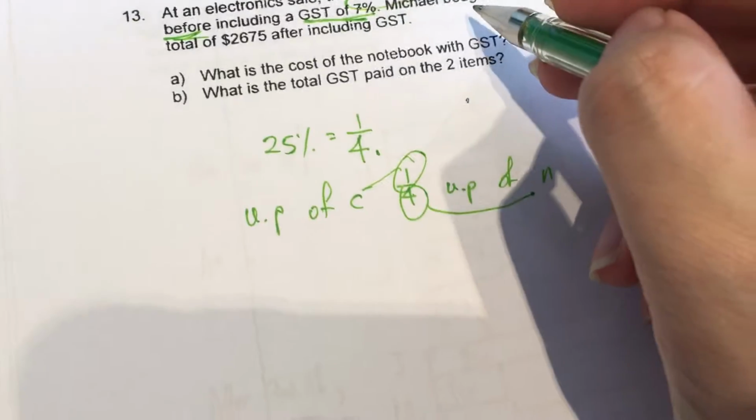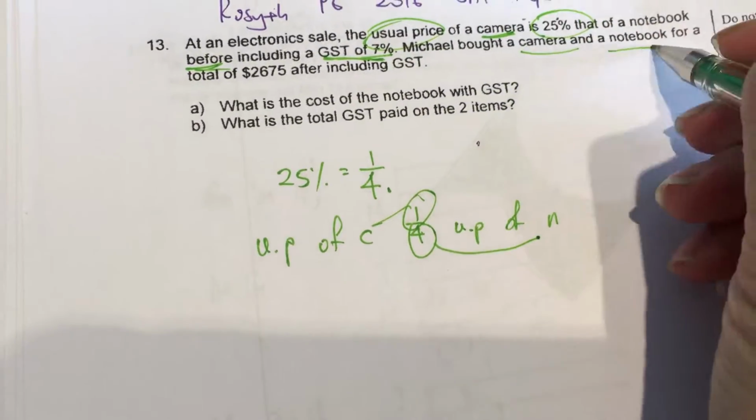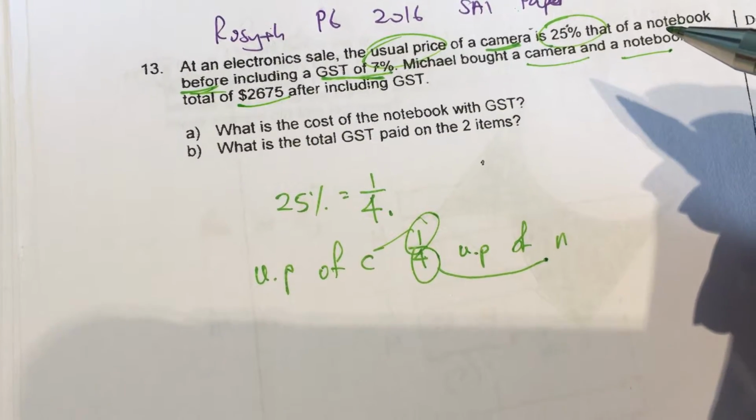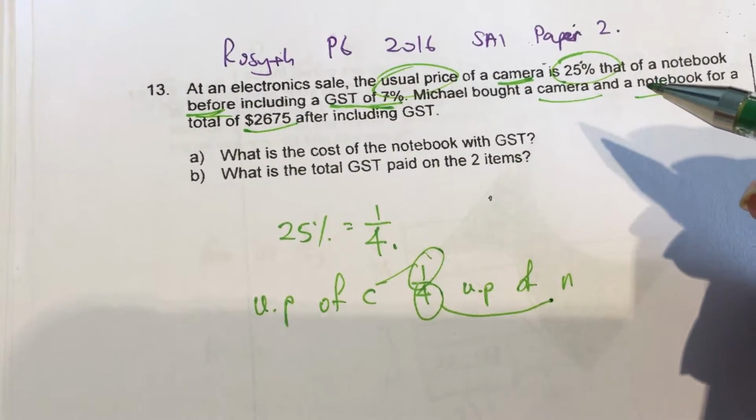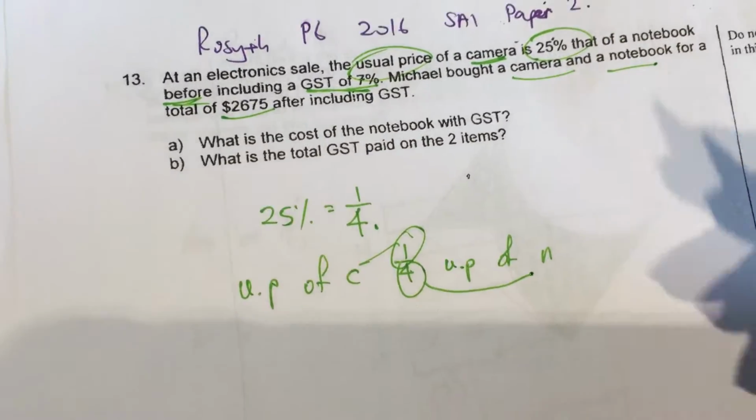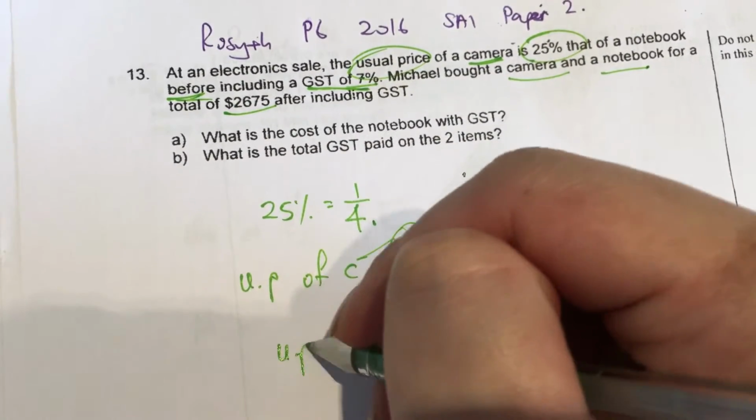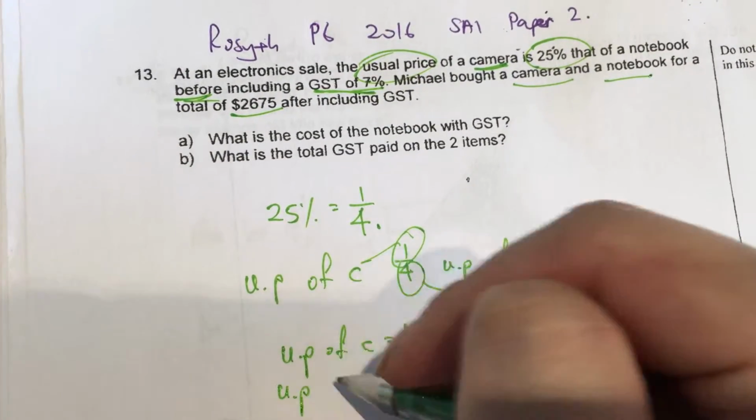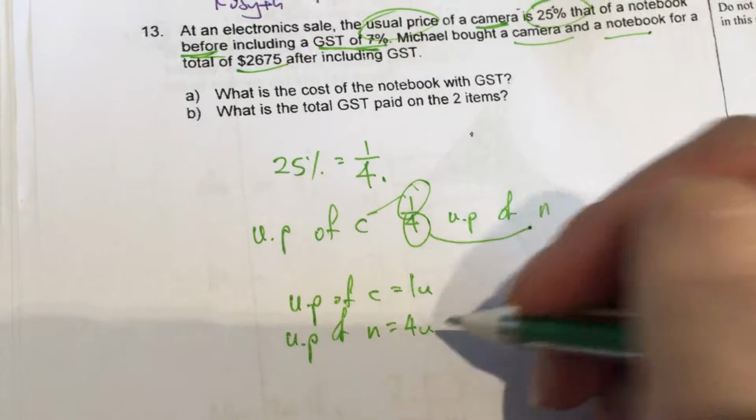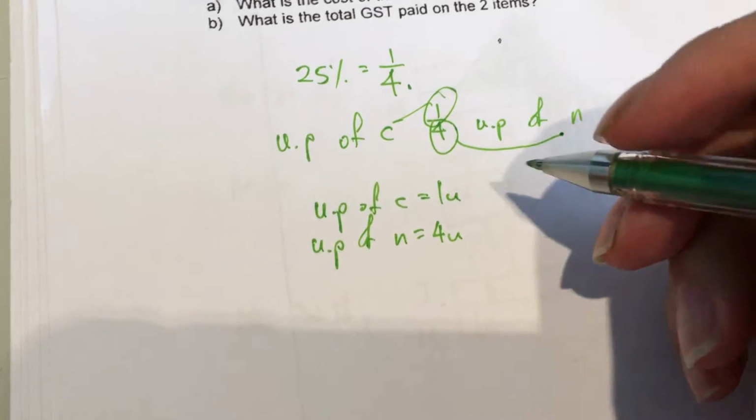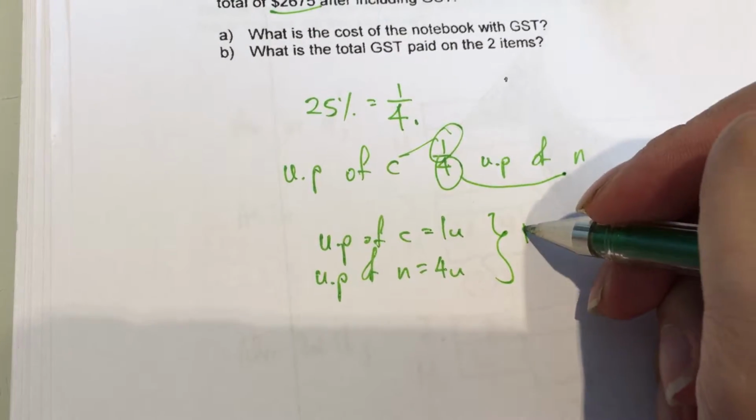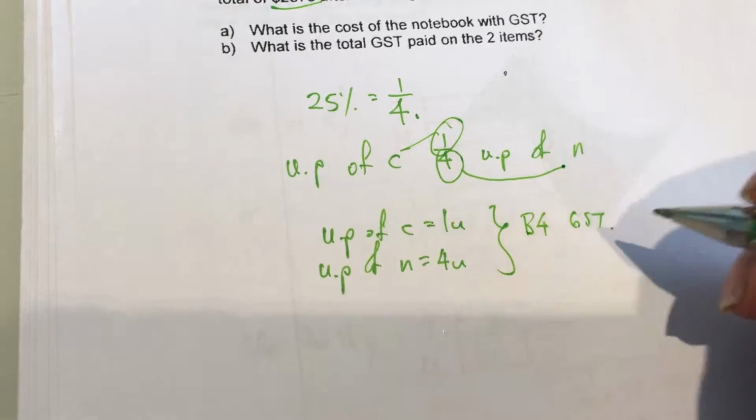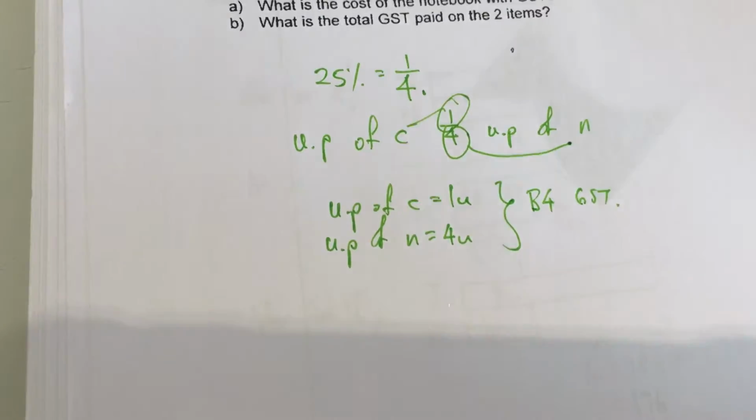So now, Michael bought a camera and a notebook for a total of $2,675 after including GST. So meaning that if we are to draw a model or write units, it will be like that. Okay, but this is actually before GST. So how do we find before GST?